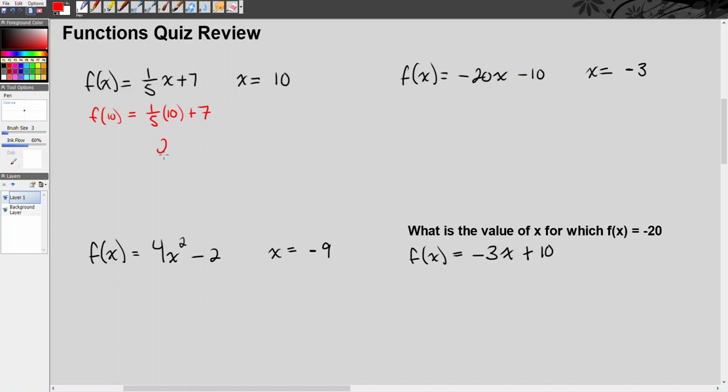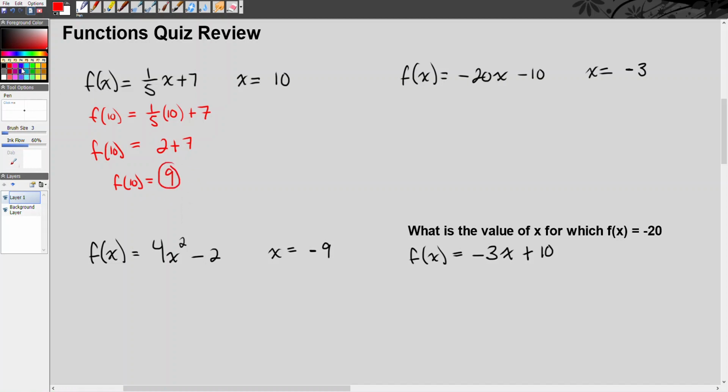So this becomes 2 plus 7. And 2 plus 7 is 9. So when x is 10, f of x is 9.